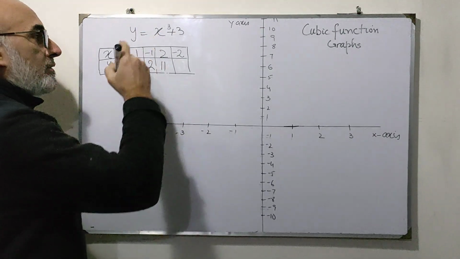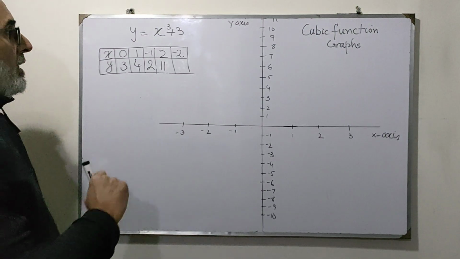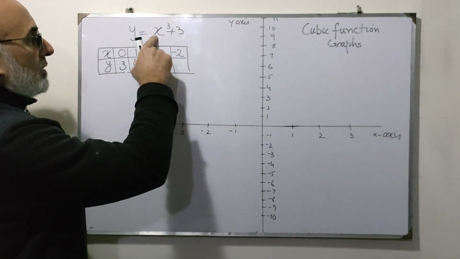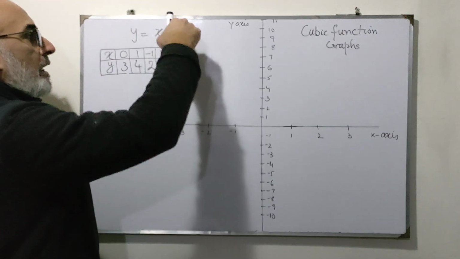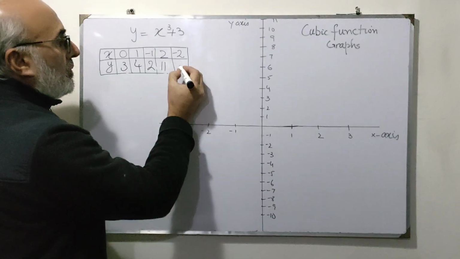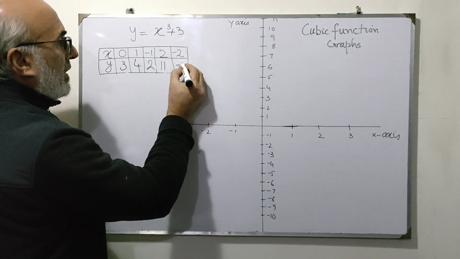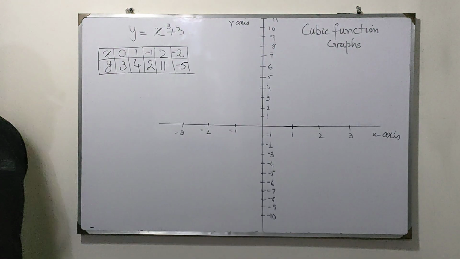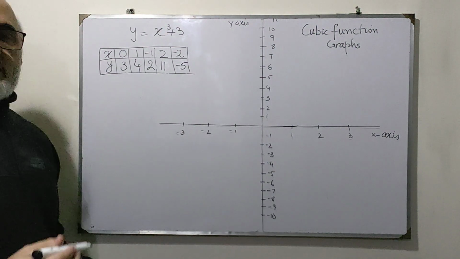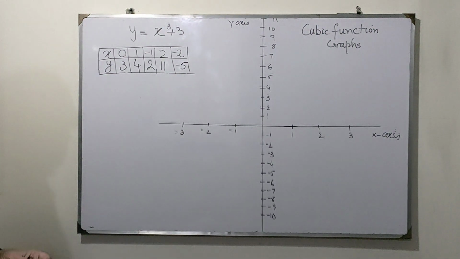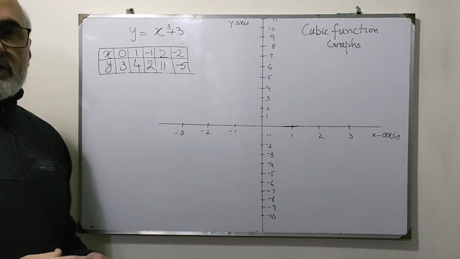And x is minus 2. Because of this minus 2, this thing is minus 8. And plus 3, it's minus 5. Okay. So we have our points. Let's plot these points and see what change is occurring.